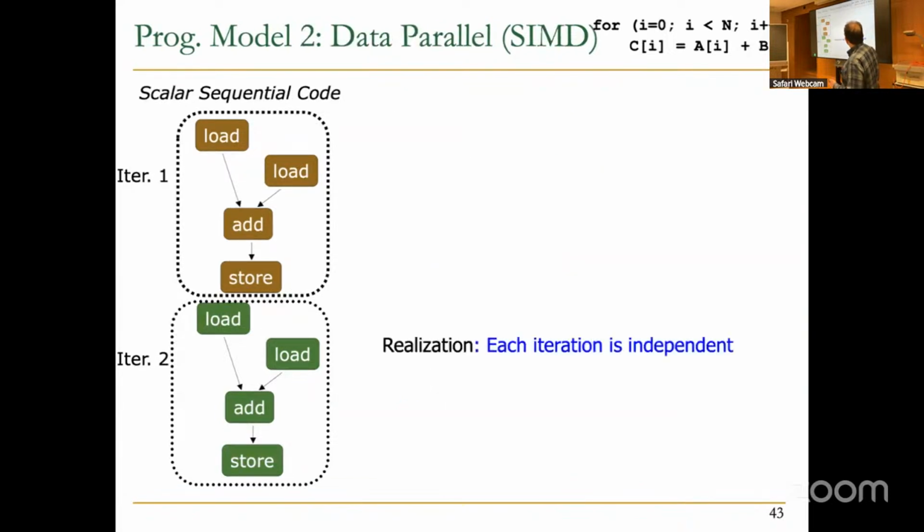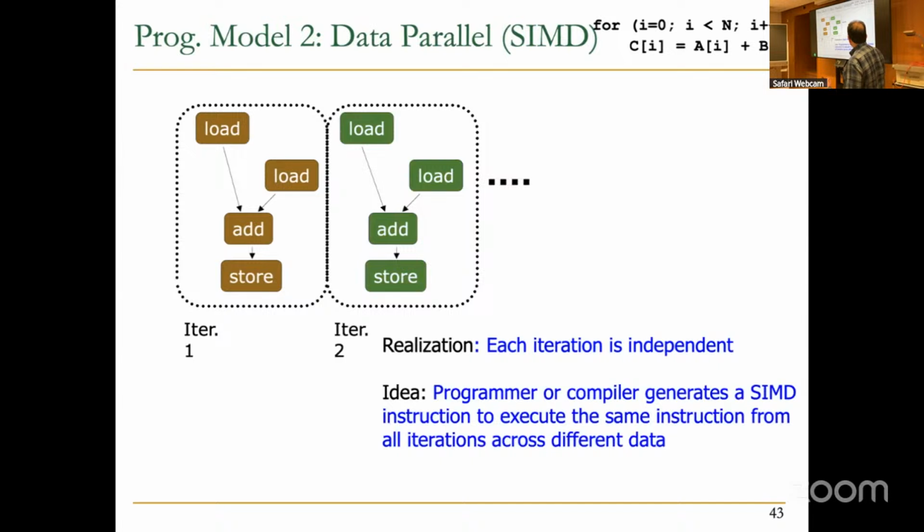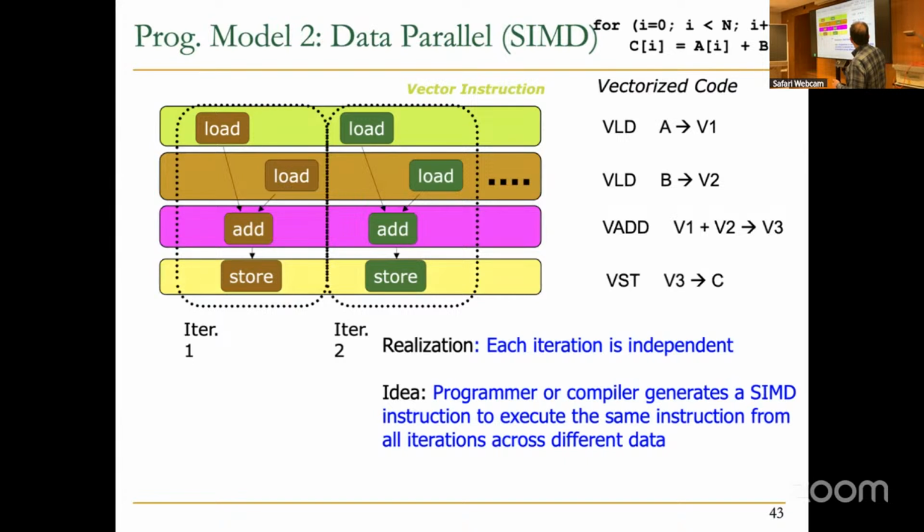Another way is that we have a realization that each iteration is independent. So we can have a programmer or compiler generate SIMD instructions for us. Because it's actually automated, it's quite easy to vectorize it. Then you can execute the same instruction from all iterations across different data using SIMD programming. I'm skipping this because you're already aware of all this. And this can be executed by a SIMD processor, for example, like vector and array.